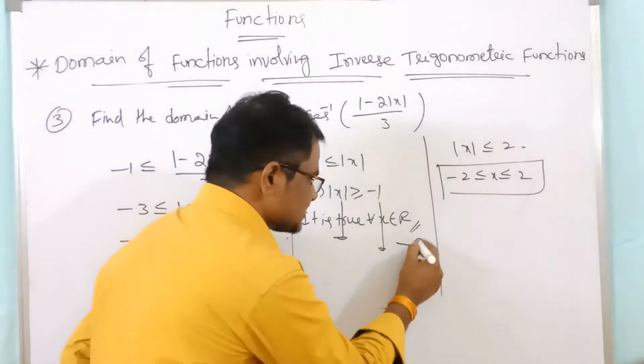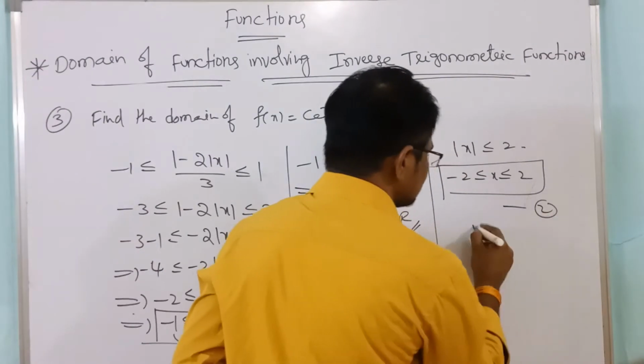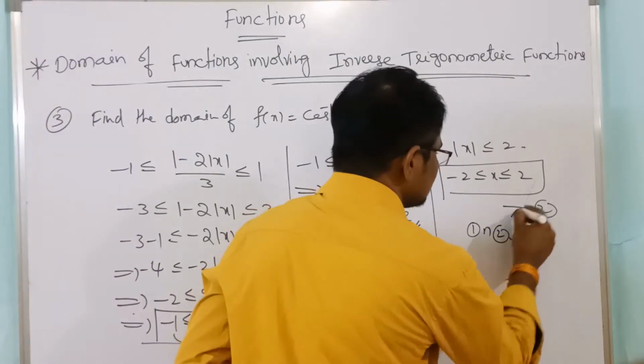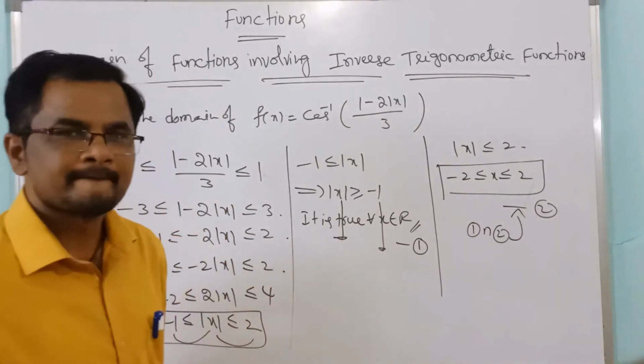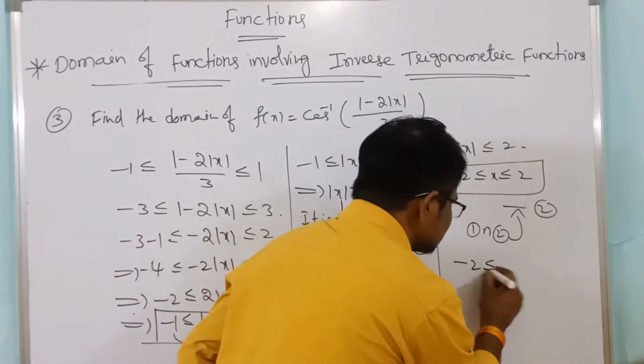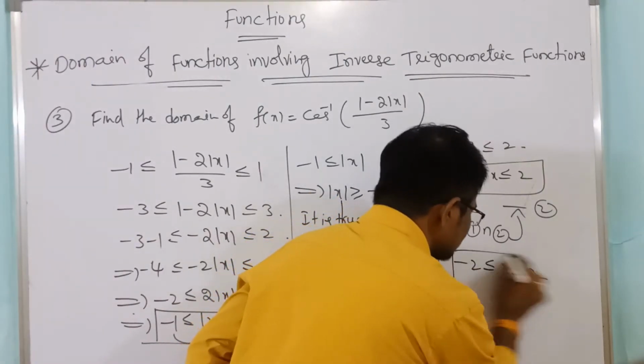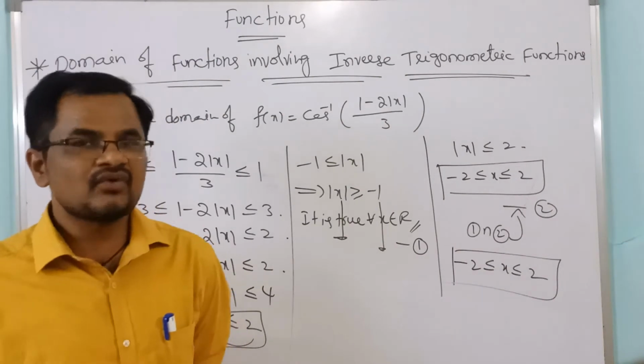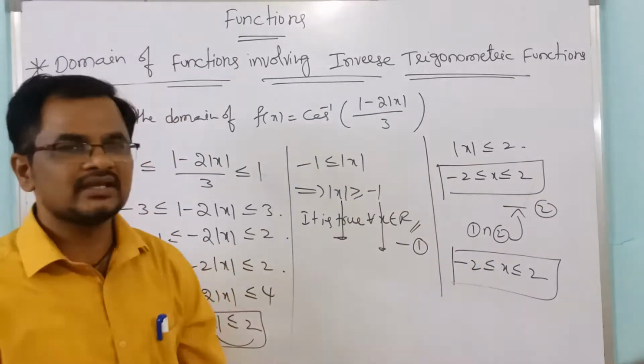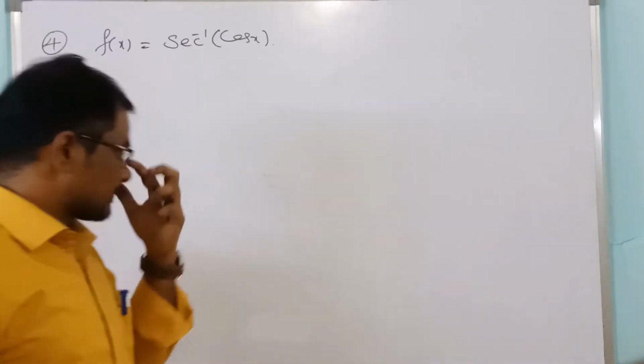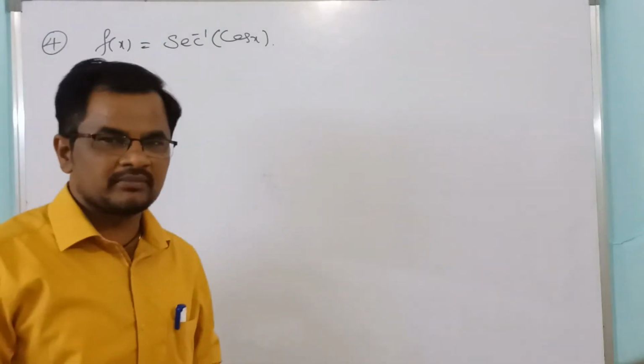So here, for real numbers, this is equation number 1, and this is 2. So definitely 1 intersection 2 is nothing but what? This only: minus 2 less than or equal to x less than or equal to 2. So this is the required domain of the given function. Okay. See the fourth problem.